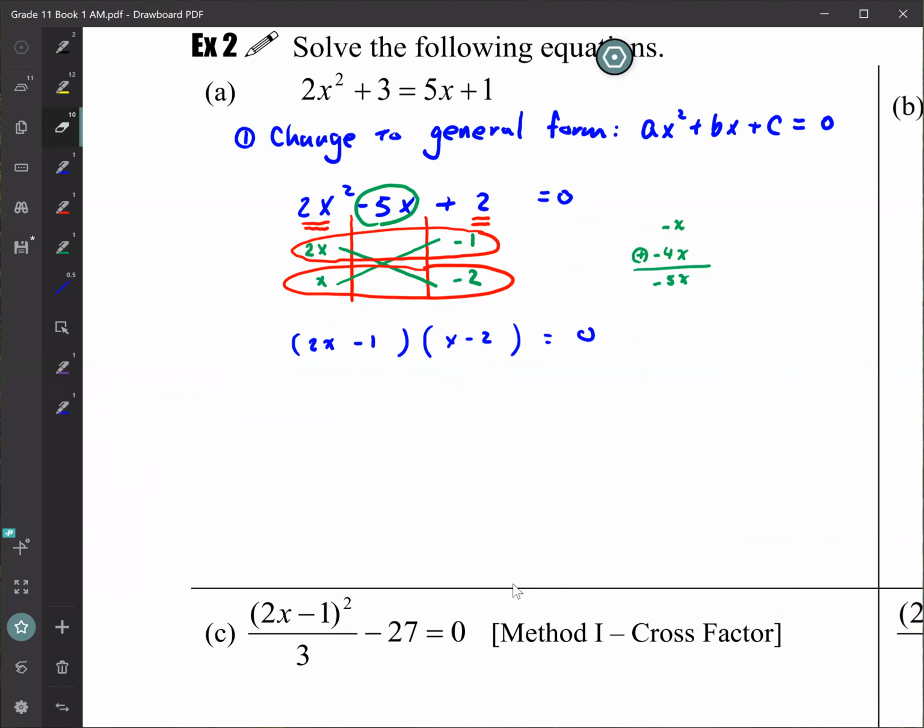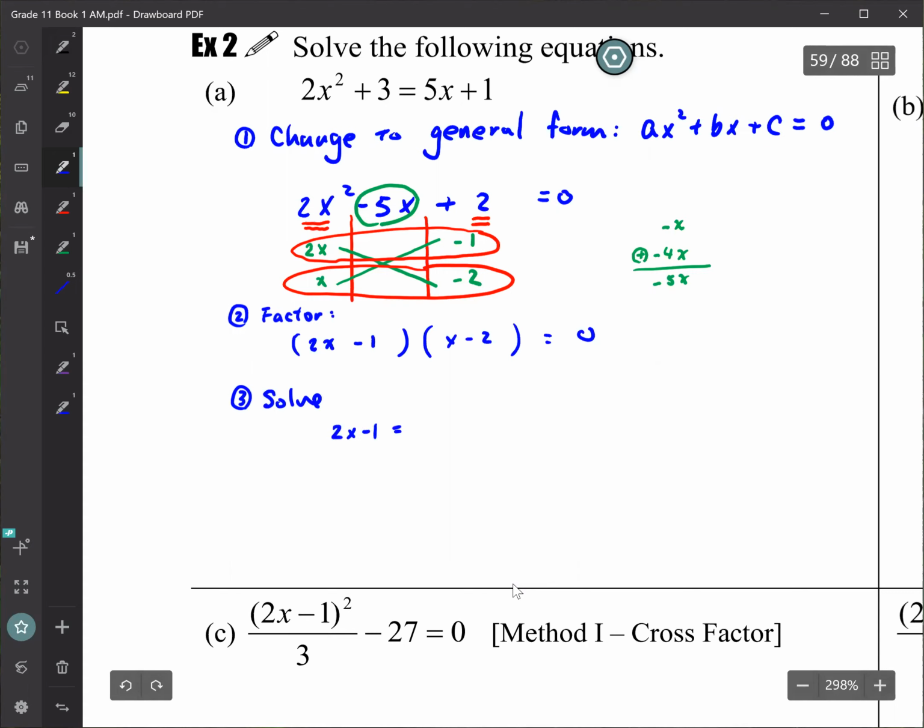Once you've factored it, so step 2, right? Step 1 is change to general form. Step 2 is factor. So you factor that. Step 3, then you solve. You solve each one. So 2x minus 1 equal to 0. You solve for x, so move the minus 1 over. X will equal to half, right? So that's one of them. And then you go to the other side.